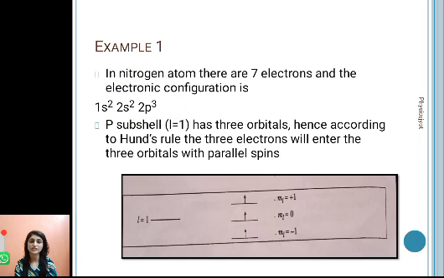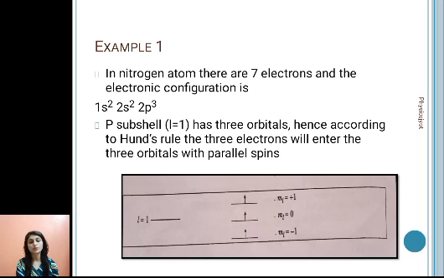We know that the capacity of an s orbital is 2 electrons. So 1s2 is a closed shell, and 2s2 is a closed shell, because the capacity is full. What I have is 2p3. I have 3 orbitals: suppose this is the first orbital, second orbital, third orbital. The p subshell, that is l equals 1, has 3 orbitals, or in terms of the magnetic quantum number, for l equals 1, I have ml equals 0, 1 and -1.